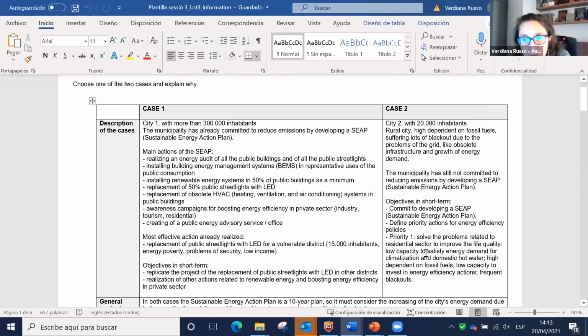So there is a low capacity, for example, to satisfy the energy demand for climatization and domestic hot water due to the problem of access to energy, or the problems of blackout or economical problems. By the way, the climate helps in order to install renewable energy systems. On the other side, these inhabitants haven't the economical capacity to invest in order to realize these actions. So the priority for the municipality in this case is to work on this problem.